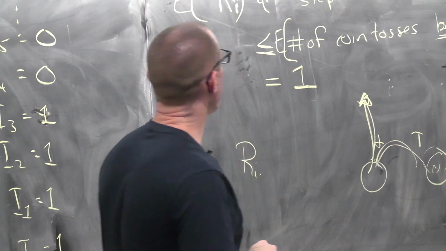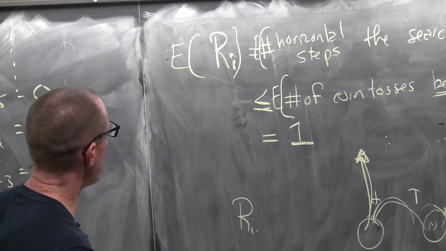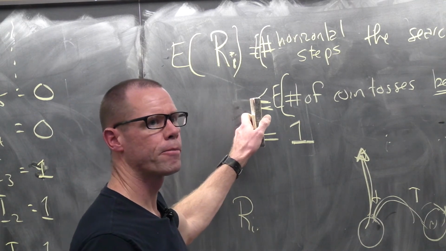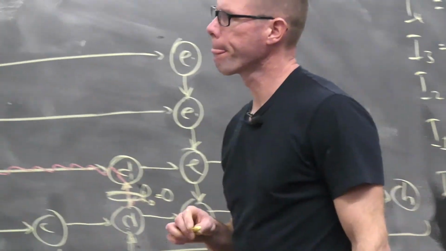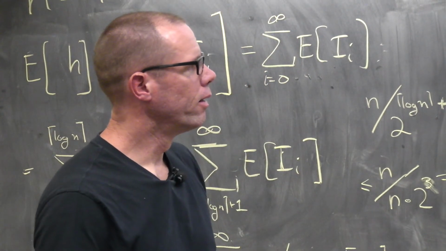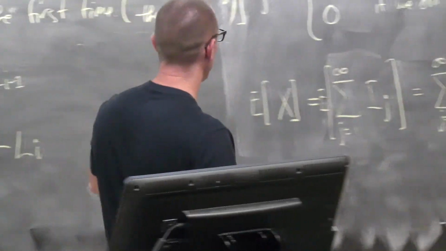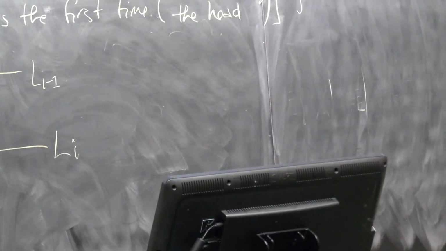All right, so the expected number of horizontal steps the search path takes in L sub I is less than or equal to 1. Okay. All right. So let's see if we have what we need. We're almost there, but not quite yet.